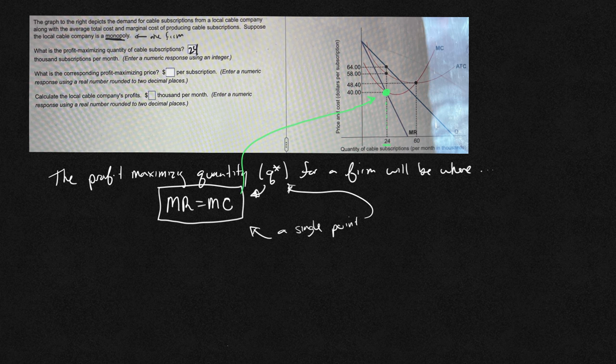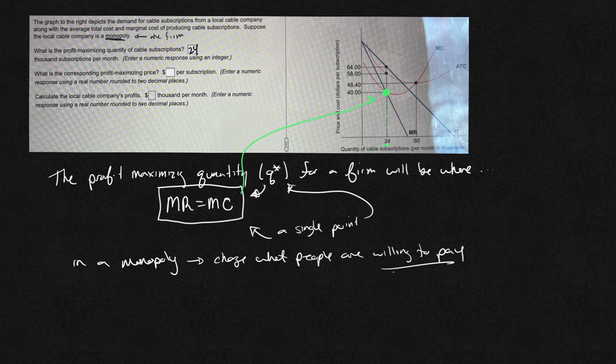Now, what is the corresponding profit maximizing price? Well, in a monopoly, you get to charge what people are willing to pay. So in a monopoly, you are the market. You charge what people are willing to pay, and willingness to pay is represented by the demand curve. So you're going to know that, okay, I know that maximizing my profit is 24. What are people willing to pay at 24? All the way up to the demand curve.